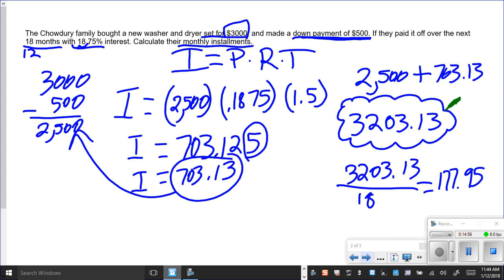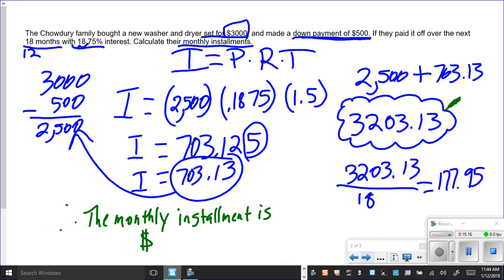Okay, so our therefore statement would be: therefore, the monthly installment is $177.95.